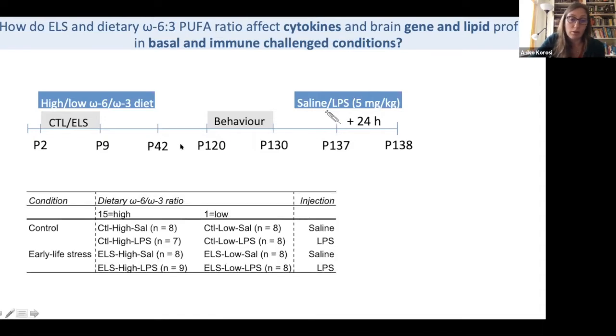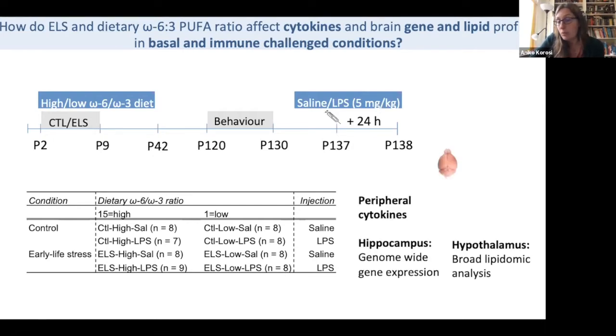So what we did, of course, it ends up being a quite complicated study design with 8 groups, because you have the controls and the early life stress with the 2 different diets, and then with saline or LPS. So it ends up being an 8-group design, which is quite complex. And we looked at the peripheral cytokines, we looked at the gene expression profile in the hippocampus, and at the broad lipidomic analysis in the hypothalamus to have a view on what this diet would do.